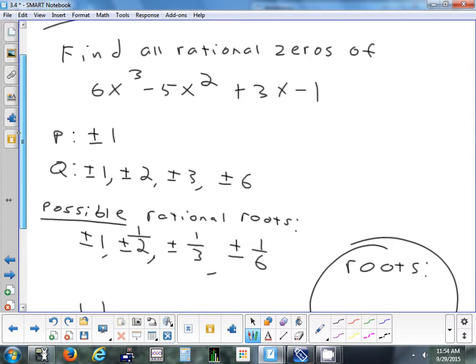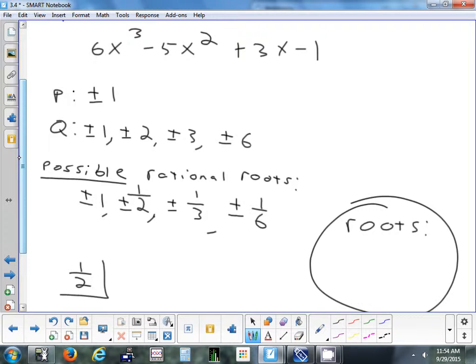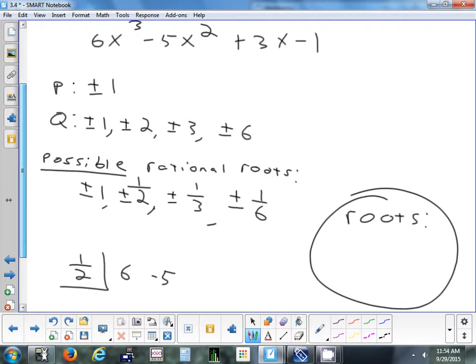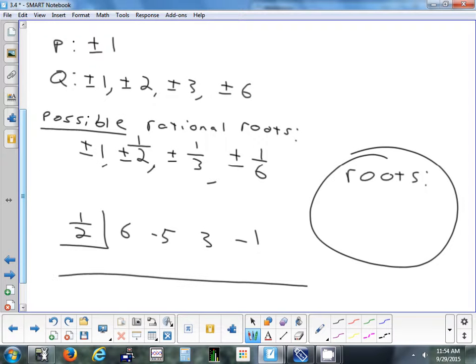So put 1/2. And what are my coefficients going to be, John? 6, negative 5, 3, and then negative 1. All right, so bring down my 6. Half of 6 is 3. That gives me negative 2. Half of negative 2 is negative 1. 3 minus 1 is 2. Half of 2 is 1. Perfect. Okay, so what Autumn said is exactly right. 1/2 is definitely a root.